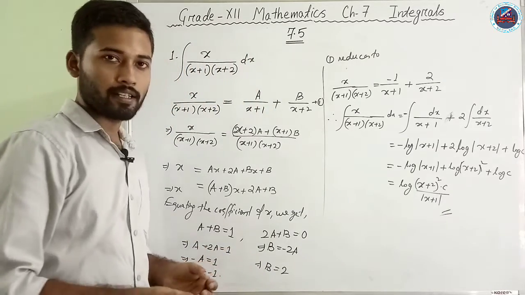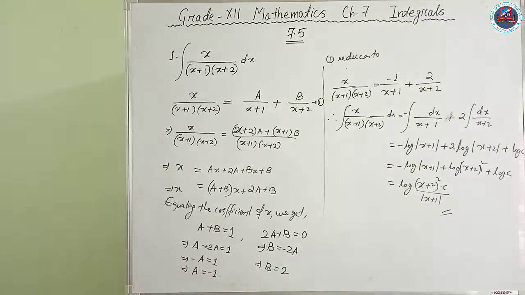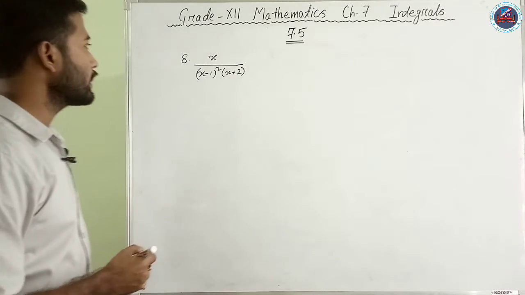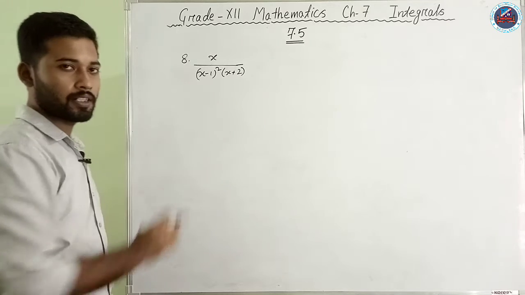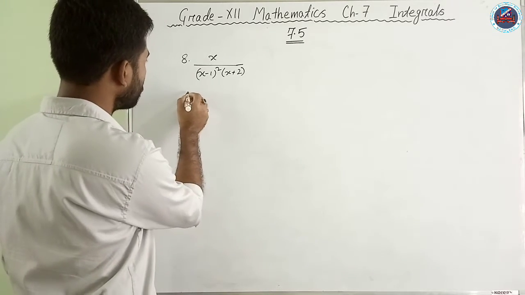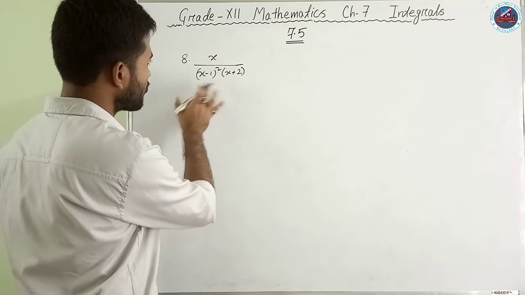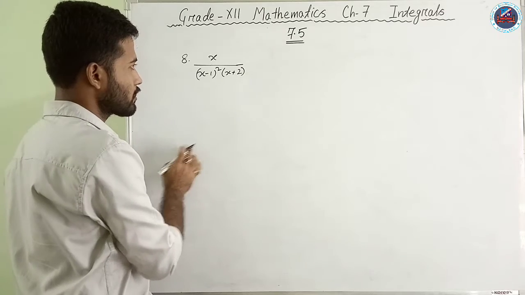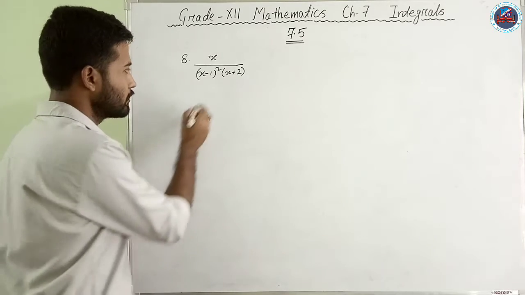And next let us see another one. Now let us see question number 8. We need to integrate x by (x minus 1) whole square into (x plus 2) with respect to x. Before integrating, let us split this function, since it is a proper rational function, so we can use partial fractions here.